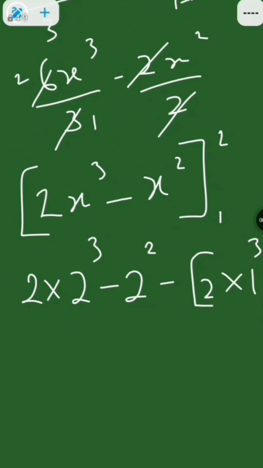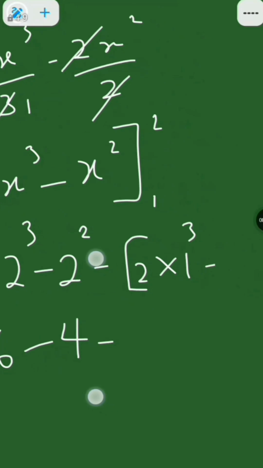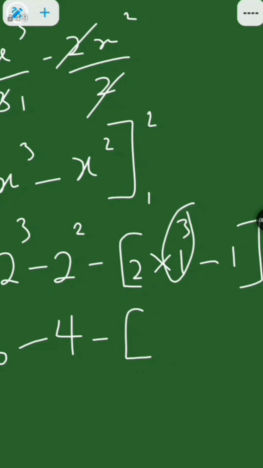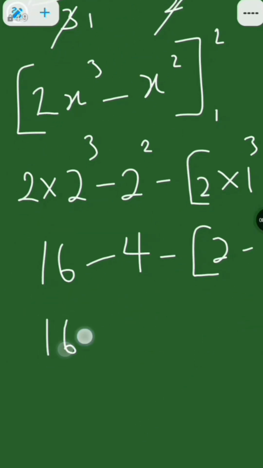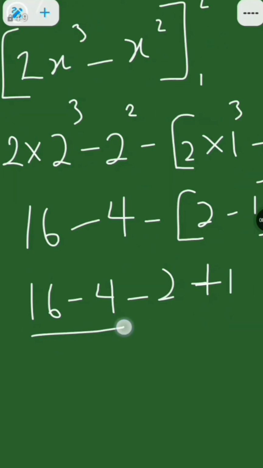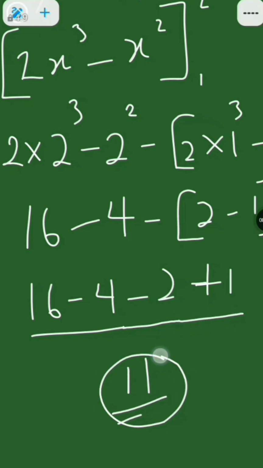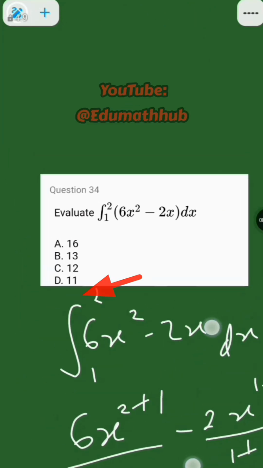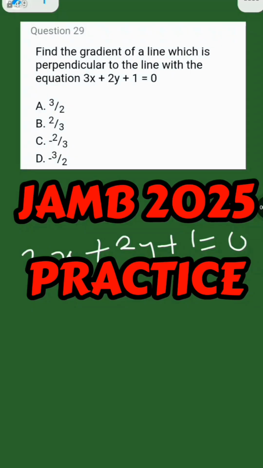So I'm going to break this down. 2 to the power 3 is 8. 8 times 2 will give you 16. So that's 16 minus 2 to the power 2 will give you 4. Minus, open your brackets here, 1 to the power 3 is 1. 1 times 2 will give you 2. 2 minus 1. Then just finish it up finally. You have 16 minus 4 minus 2 plus 1. So 16 minus 4 is 12. 12 minus 2 is 10. 10 plus 1 will give you 11. So check that out in the options. So the answer is 11. That's option D.